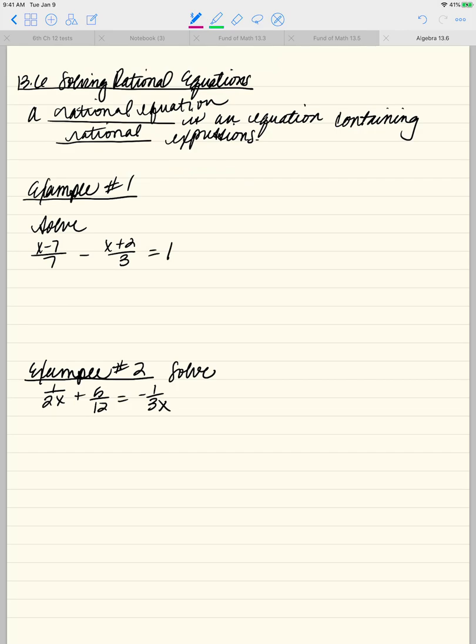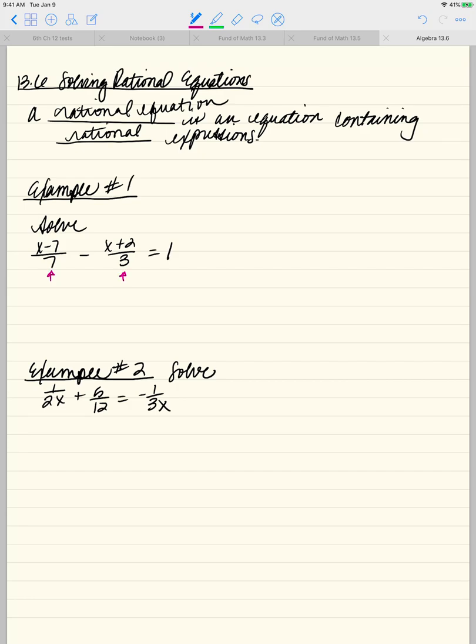Okay, so example number one, we're just going to dive right in. We have (x minus 7) over 7 minus (x plus 2) over 3 is equal to 1. So we need to solve this for x, all right? Our first step to solve this for x is to multiply both sides by our LCD.